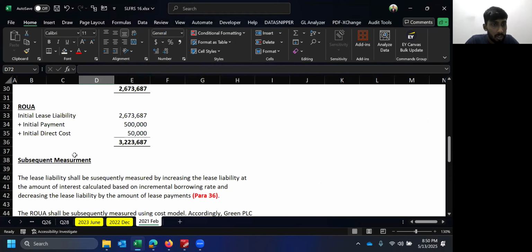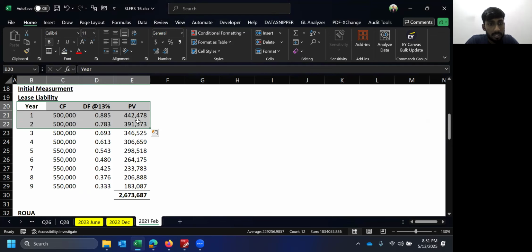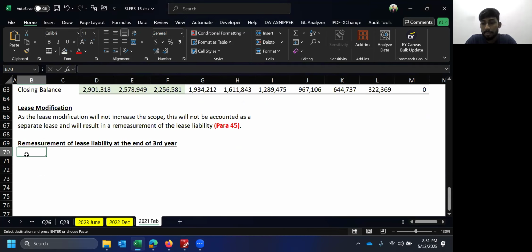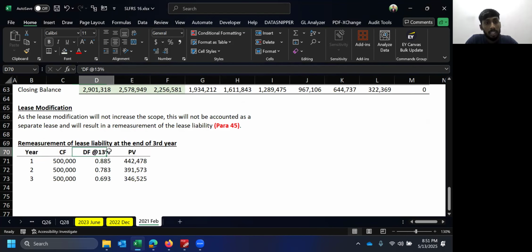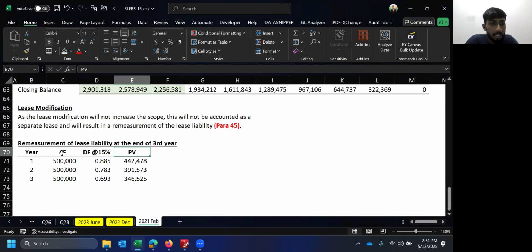Okay. So I need to take again these discounting factors and stuff. Okay, let's do that. So now we have to use the revised discount rate, which is 15%. Here, if you see, it is clearly mentioned that the revised discount rate is 15%. So the remaining cash flows we need to use, right?